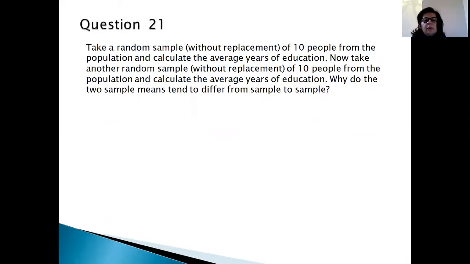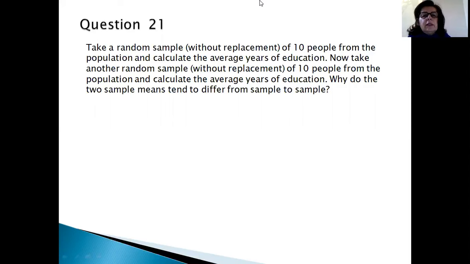Take a random sample without replacement of 10 people from the population and calculate the average years of education. Now take another random sample without replacement of 10 people from the population and calculate the average years of education. Why do the two sample means tend to differ from sample to sample?